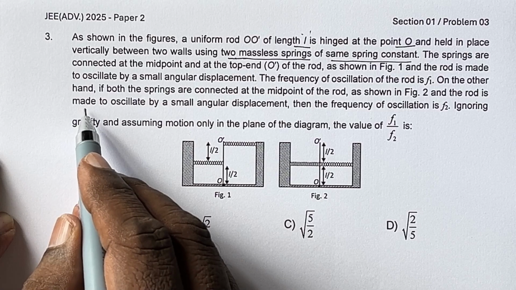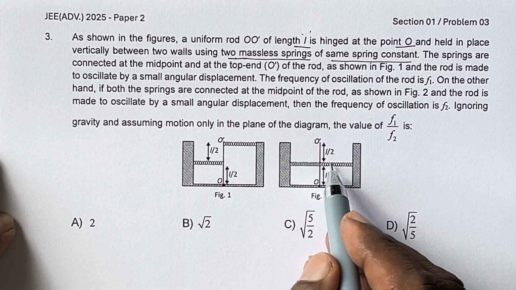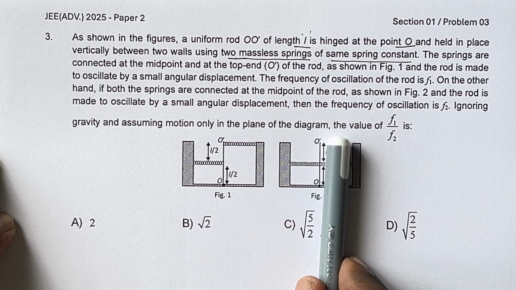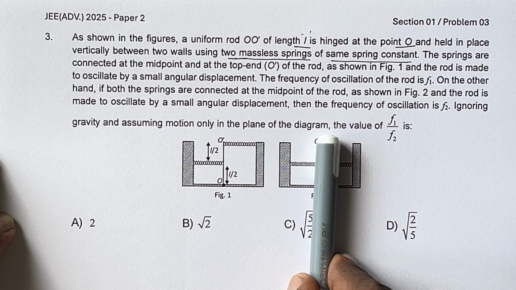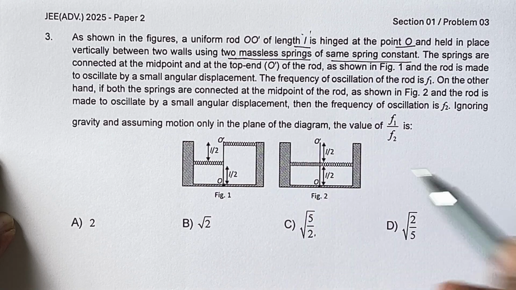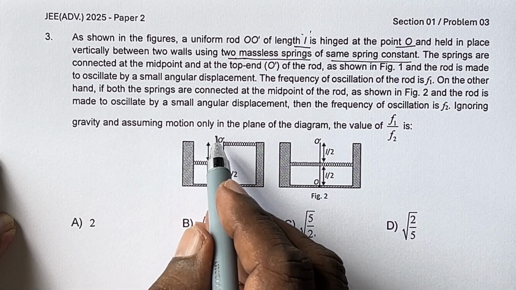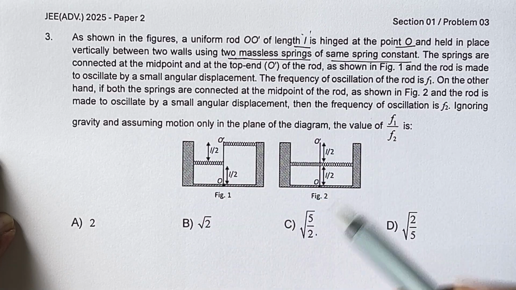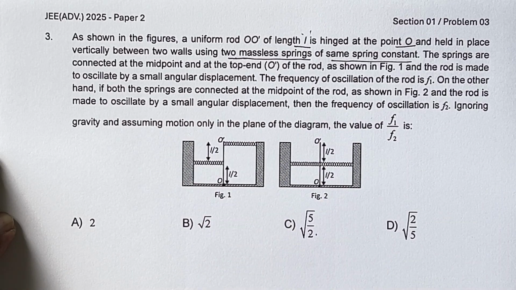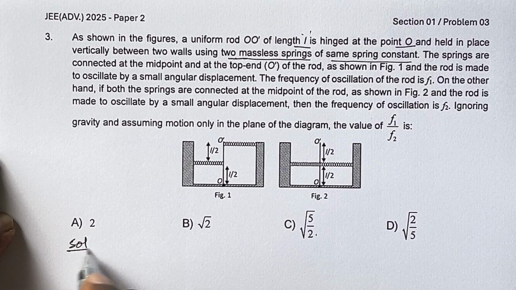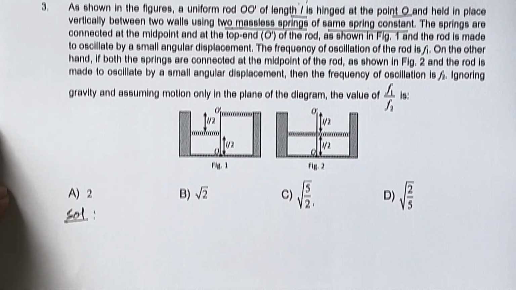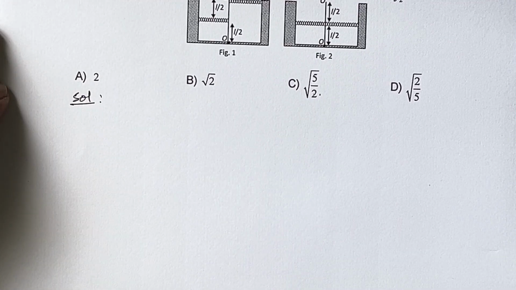On the other hand, if both the springs are connected at the middle of the rod as shown in figure 2, and the rod is made to oscillate with a small angular displacement, then the frequency of the oscillation is F2. Ignoring gravity and assuming motion only in the plane of the diagram, the value of F1 by F2 is? So both the cases, we discuss parallelly. Let us take the first case.